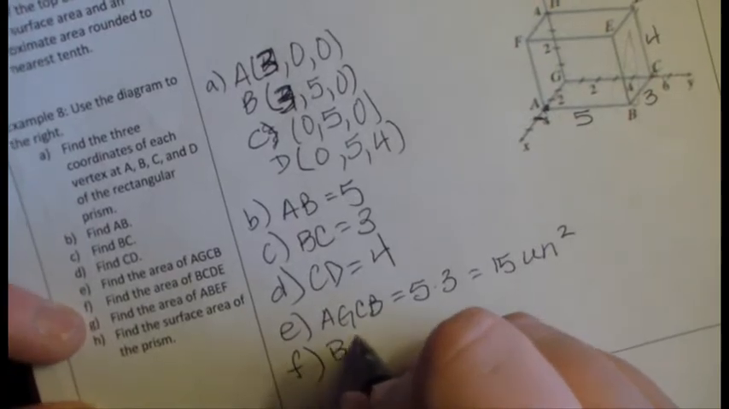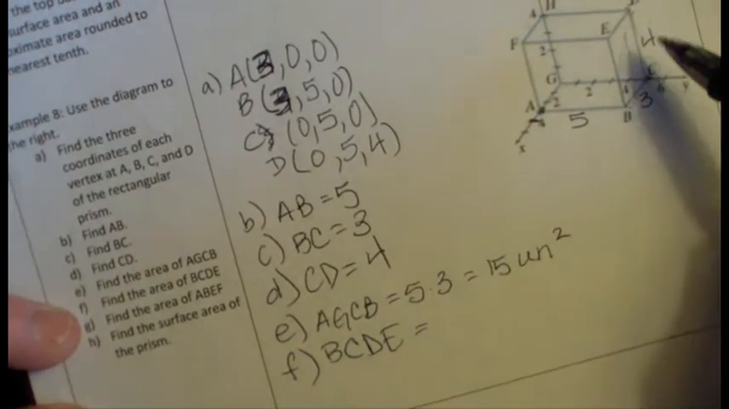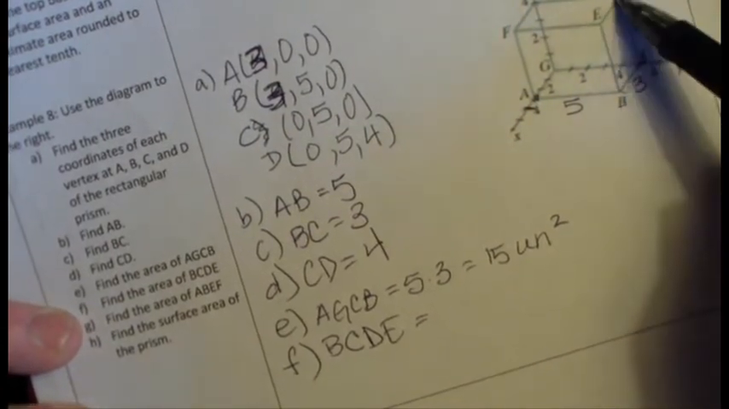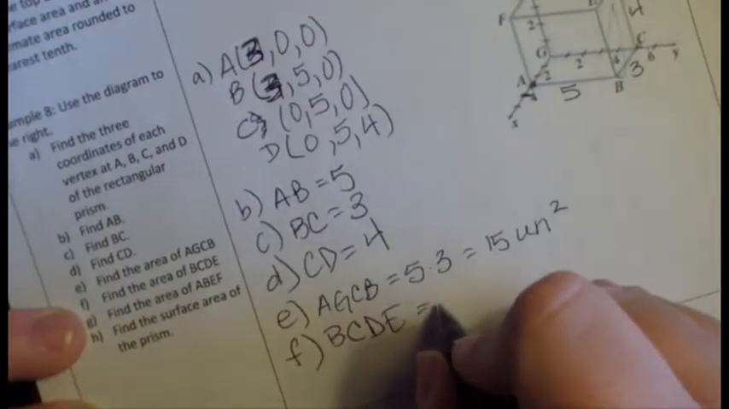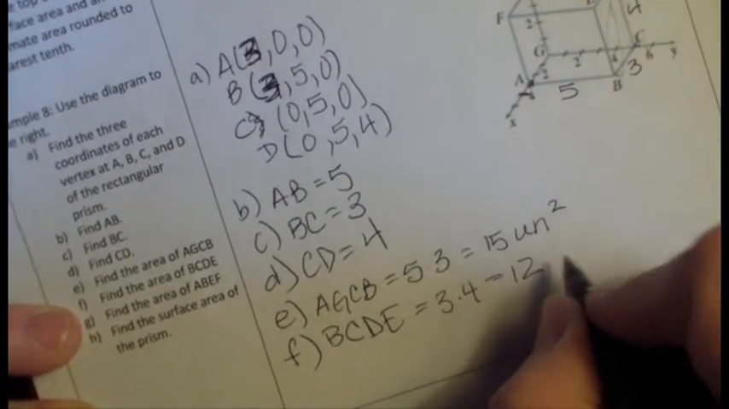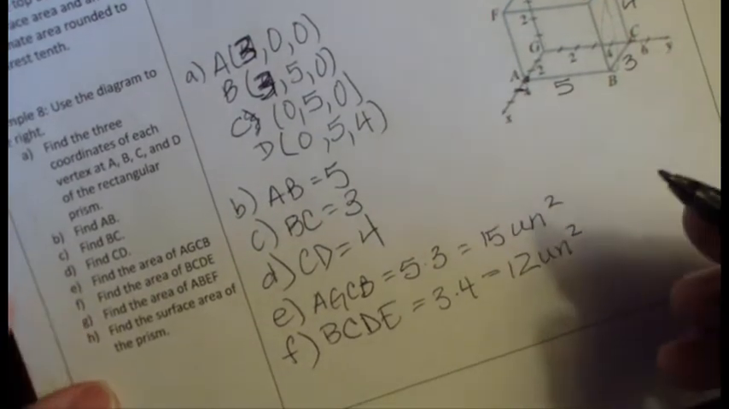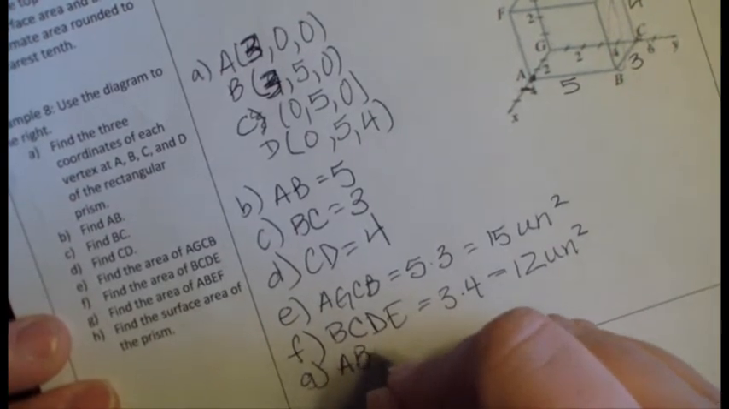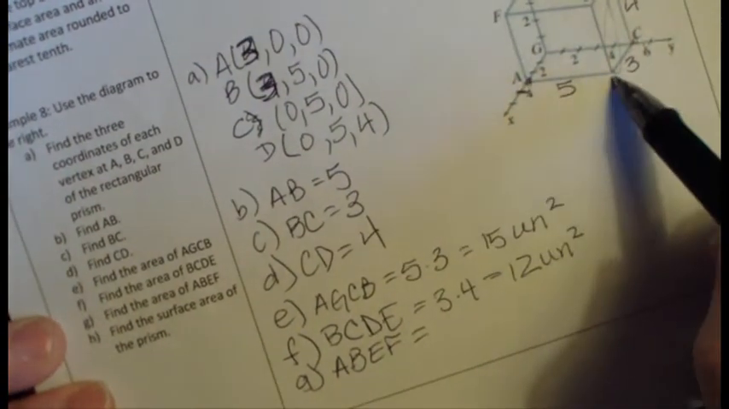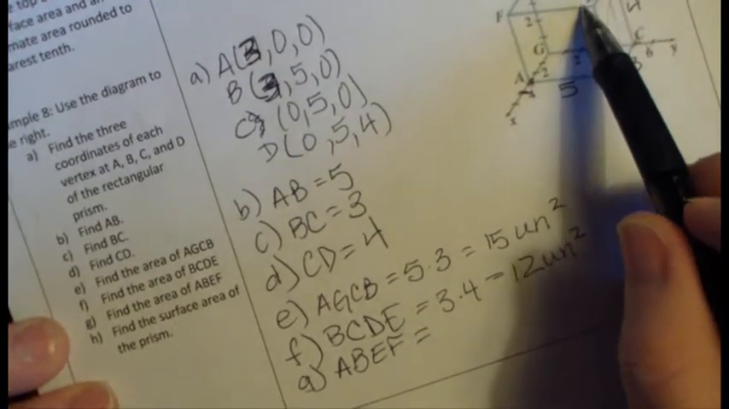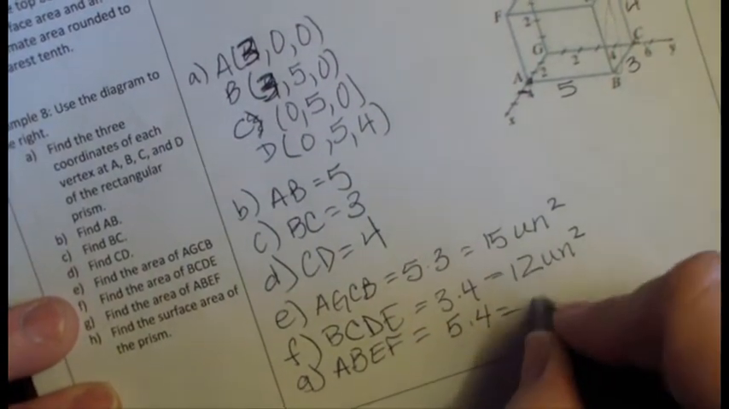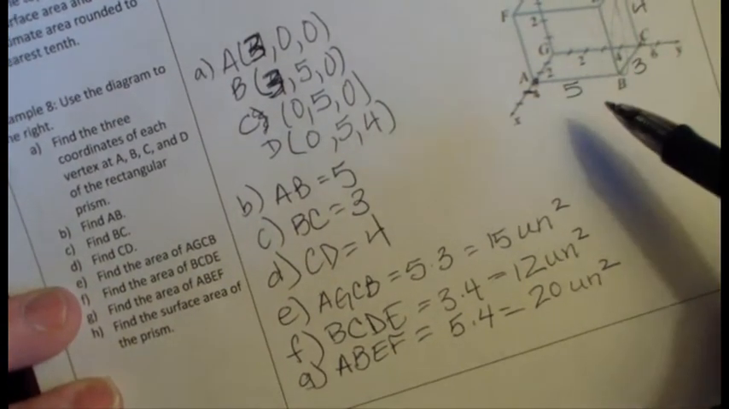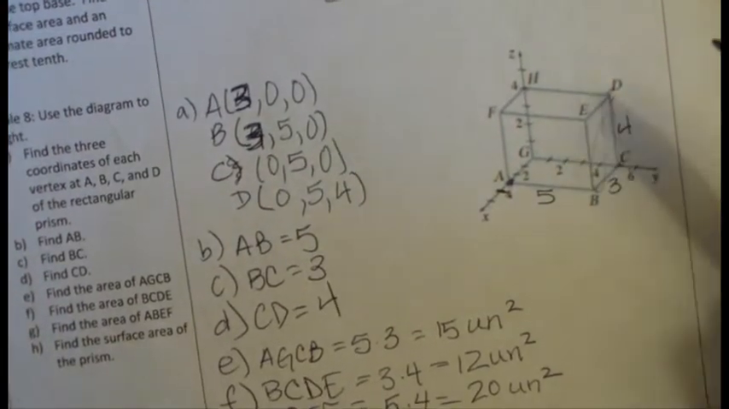F wants the area of BCDE. BCDE is this side of our figure. So base times height, because it's a rectangle. So 3 times 4 is 12 units squared. And G wants the area of ABEF, which is 5 and 4. 5 times 4 is 20 units. So those are the areas of our faces, and that's the part that you'll be asked to do in the homework, is find the area of a face.